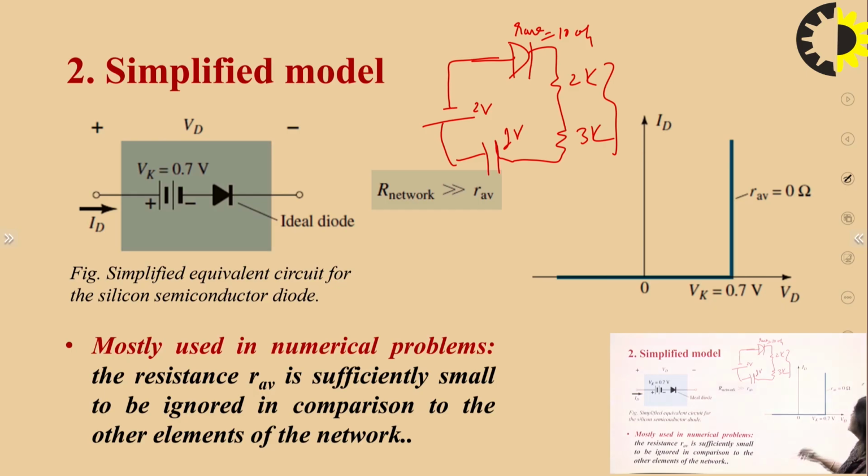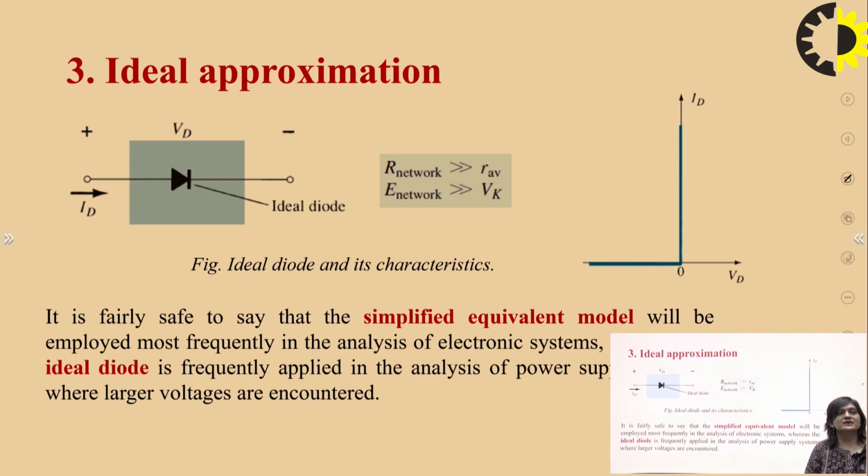So here the VI characteristics were like this, but this resistance has become zero. So this slant line has become a straight vertical line. This is the line, and this shows the resistance of the diode is 0 here. So this model is generally preferred and preferably used for numerical problems.